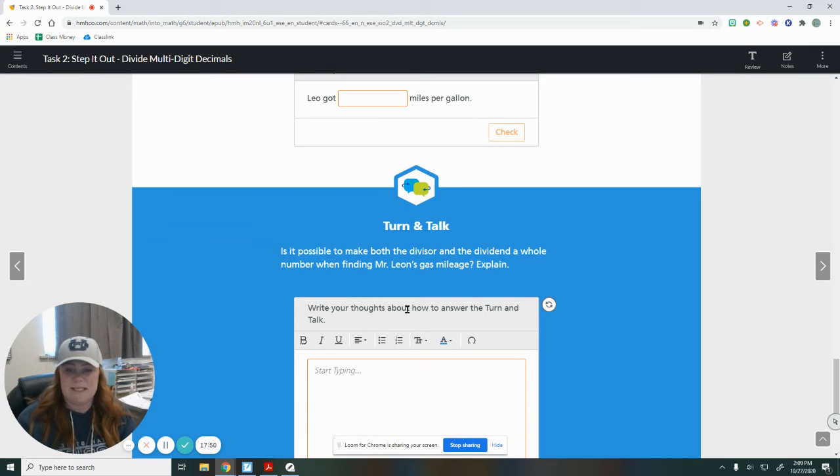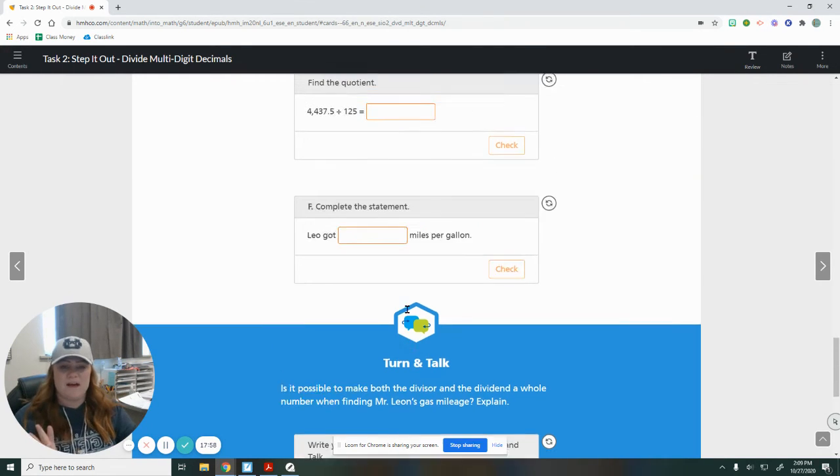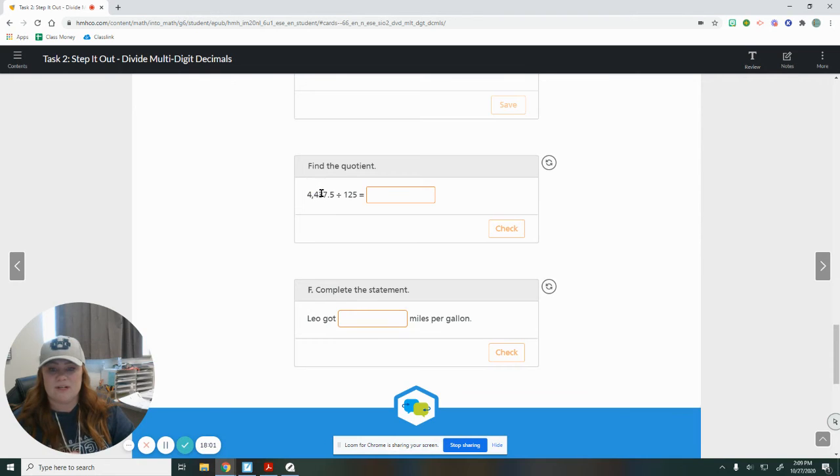Okay, so this wants to know, is it possible to make both the divisor and the dividend a whole number? So we were doing 4,437.5. So I want you to think if there's any way we could make both the dividend and the divisor into whole numbers. So we changed 12.5 to 125 by moving both of the decimals. Can you think of a way we could make all of the numbers whole numbers? So go ahead and see if you can answer that and come back when you're ready to do problem 3.